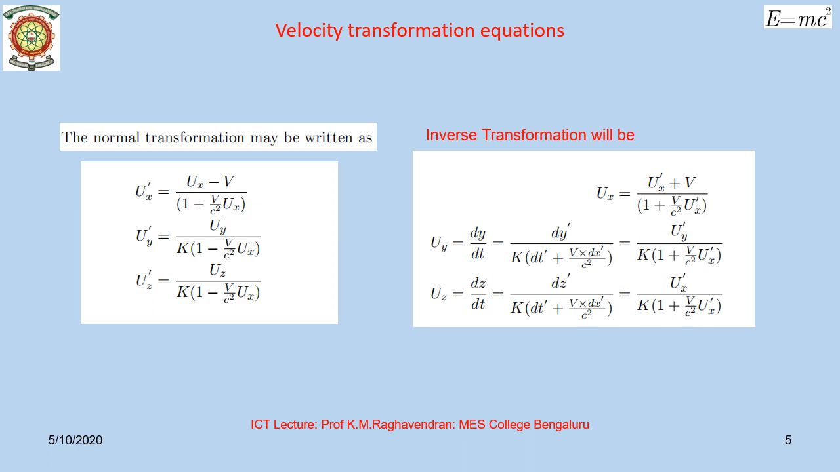So in this slide, we see that the normal transformation of the velocities can be written as ux' = (ux − v) / (1 − (v/c²)ux), uy' = uy / (k(1 − (v/c²)ux)) and uz' = uz / (k(1 − (v/c²)ux)).